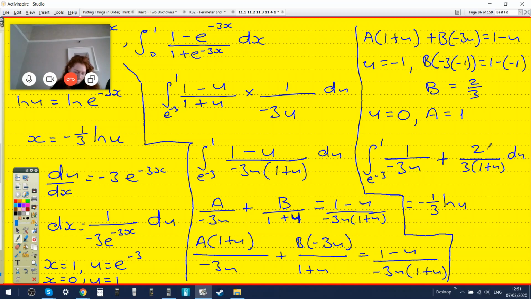Okay, how about this one? I'm not sure what to do with that one. I think that's just going to be the same idea: 2 ln, and then 3 plus 3u, or however you want to write it. 3, 1 plus u. Okay. It won't matter if you expand it or not.